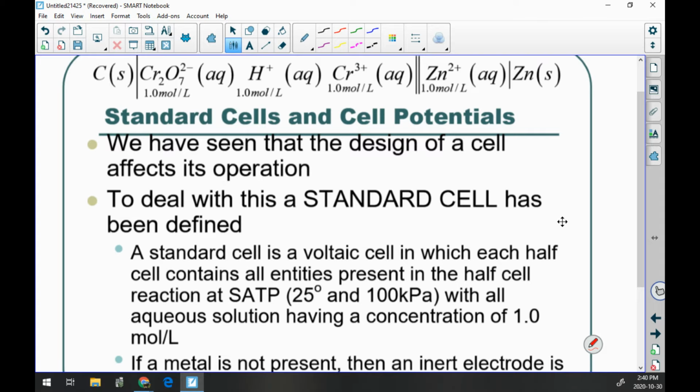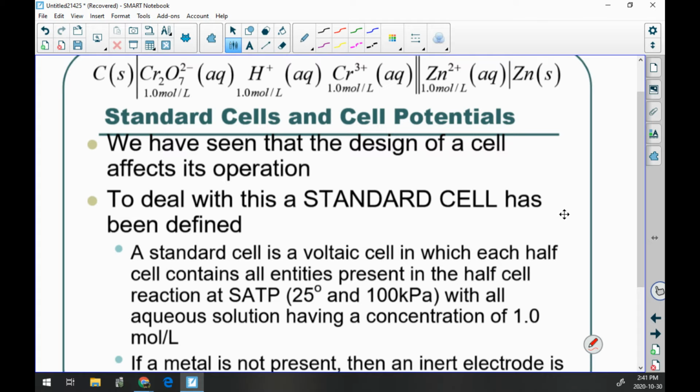So a standard cell is a cell that contains all of the entities present on both sides of the reactions in a concentration of 1 mole per liter and a temperature of 25 degrees Celsius and a pressure of 100 kilopascal. So when two scientists are saying, I've discovered this great new battery, can you check and see if it works? And my findings are fine. They can say, okay, at these conditions, this is what it gave off. Shorthand notation, at standard conditions.